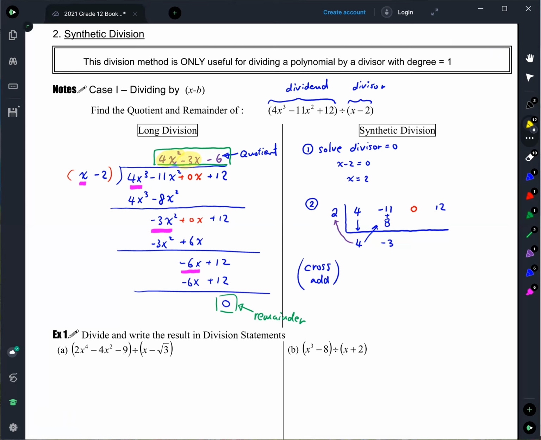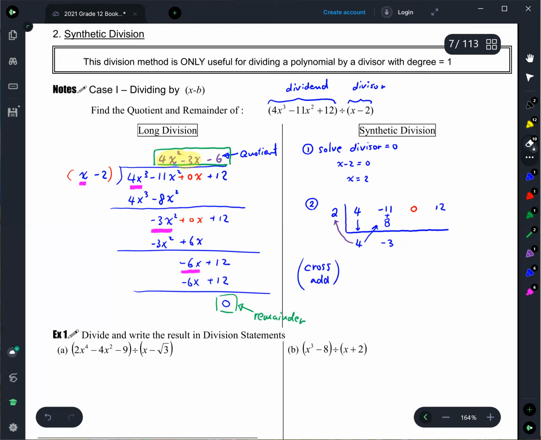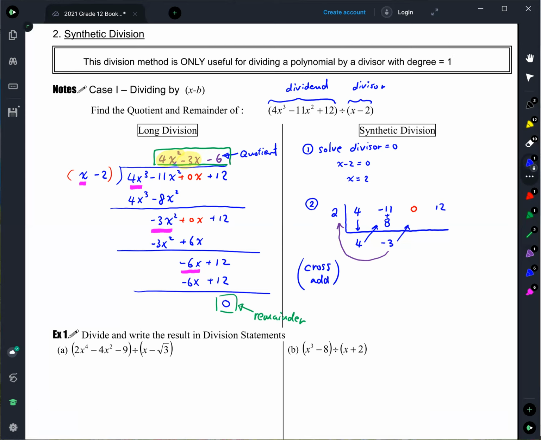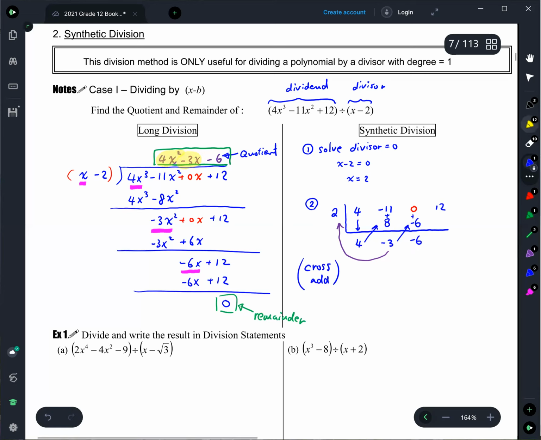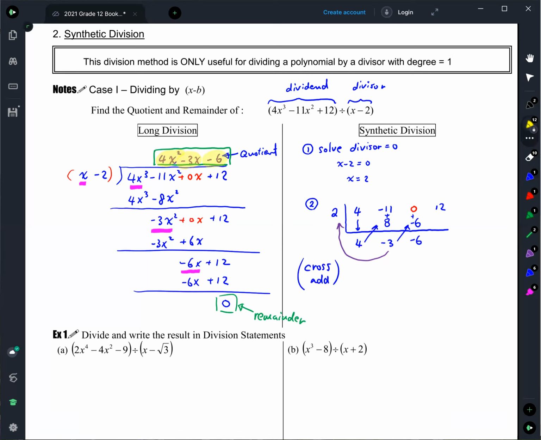Okay, we're gonna do one more time. We take the -3, multiply with the 2, and you cross. -3 times 2 is -6, right? You put -6 there. And then we add them up. 0 plus -6 is -6. This -6 is our answer on the left side.